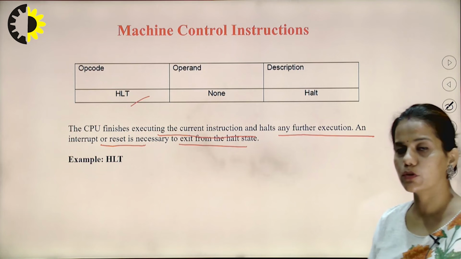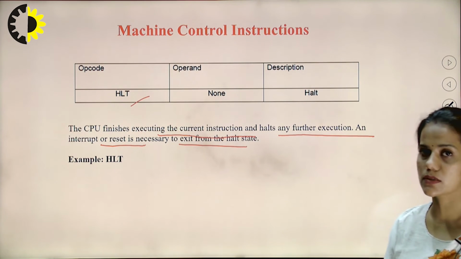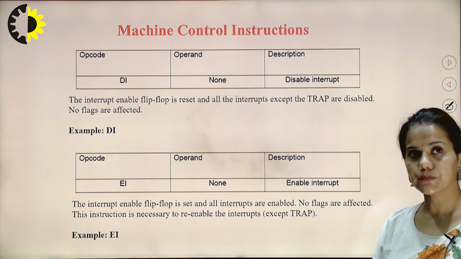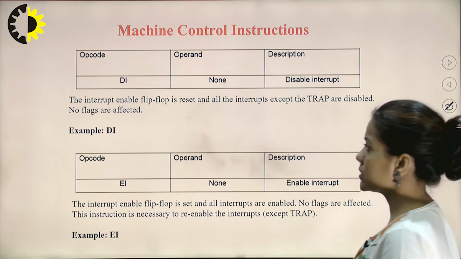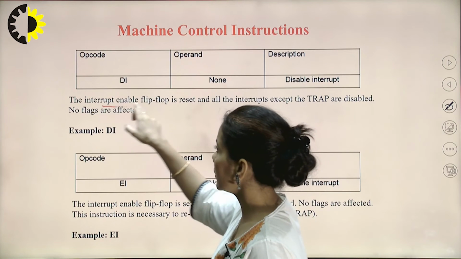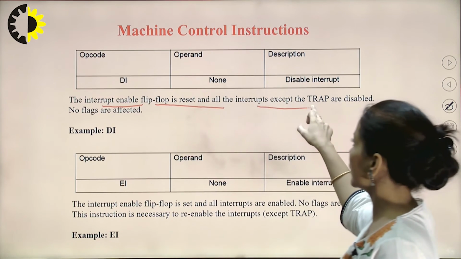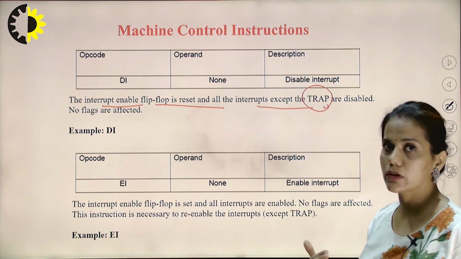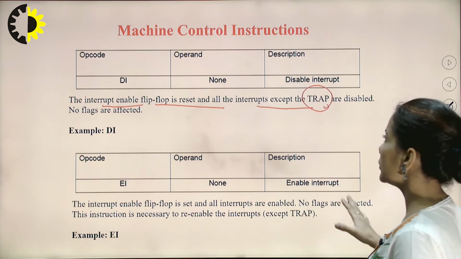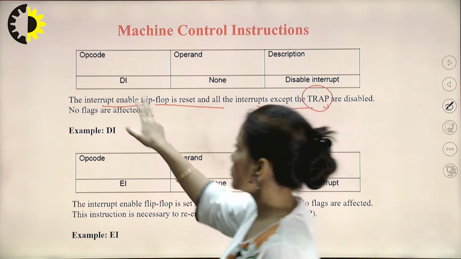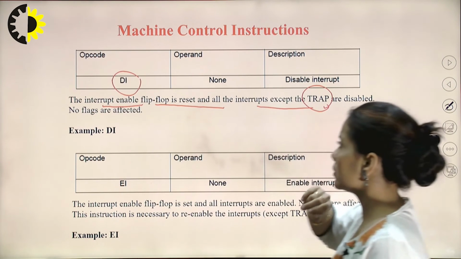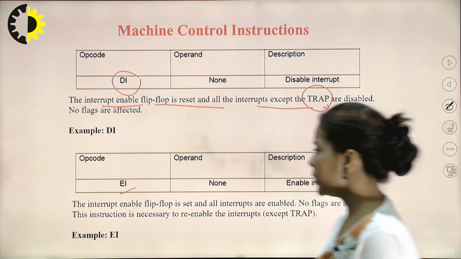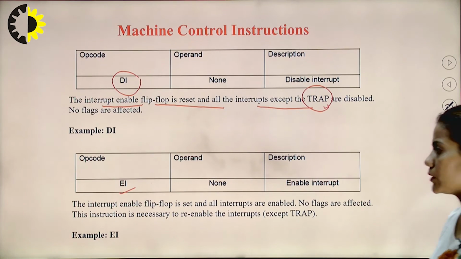So, once the program comes into the halt state, an interrupt or a reset is very necessary to come out of it. Now, DI, that is disable interrupts: the interrupt enable flip-flop is reset and all the interrupts except TRAP are disabled, because TRAP is the highest priority interrupt and it is not maskable. So, it cannot be disabled using the DI instruction. So, this instruction is used to disable all the rest of the interrupts apart from TRAP. Again, EI, that is enable interrupt, is used to enable all the interrupts.